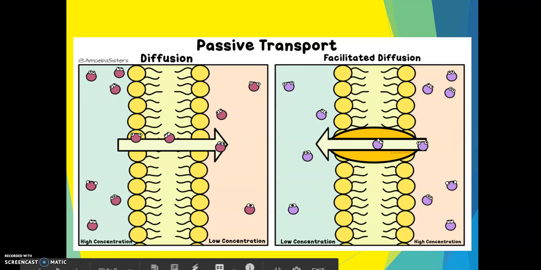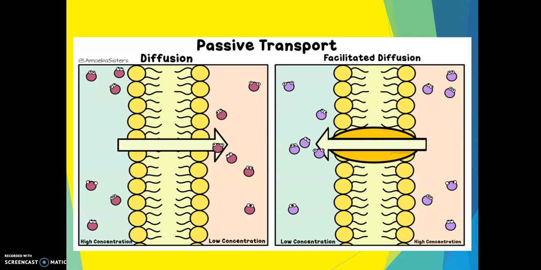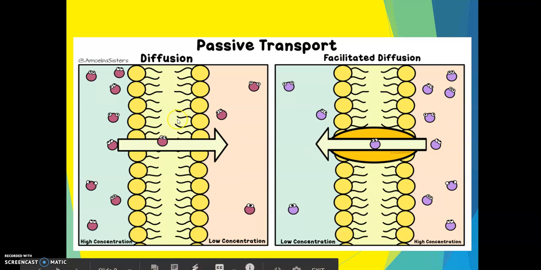What we're going to be looking at is the movement of molecules across the cell membrane. And when you're talking about the movement of molecules across the cell membrane, you have to talk about concentration gradient. Concentration gradient is the difference in the amount of dissolved substance from one side of the cell to the other.